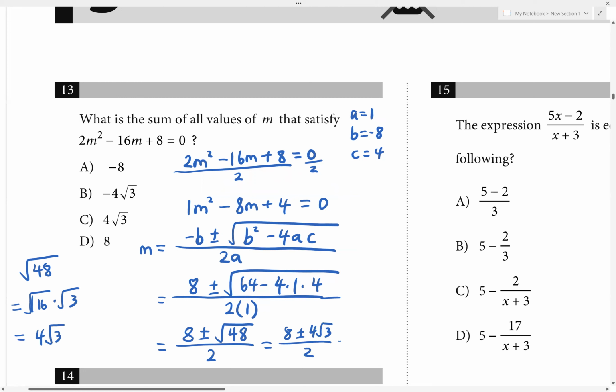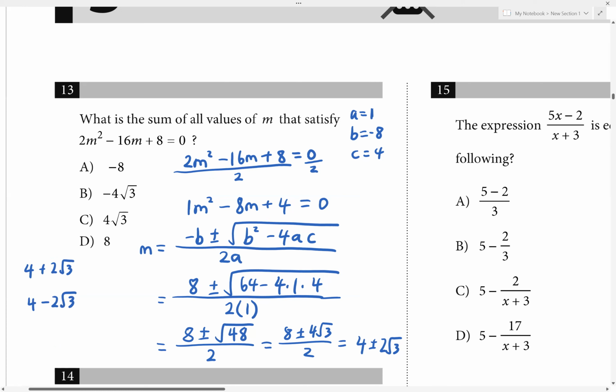Then we can divide the 8 and the 4 by 2, which gets rid of the fraction. We get 4 plus or minus 2 times the square root of 3. That's our solution, but this is actually two solutions: 4 plus 2 square root of 3 and 4 minus 2 square root of 3. Those are our two solutions.